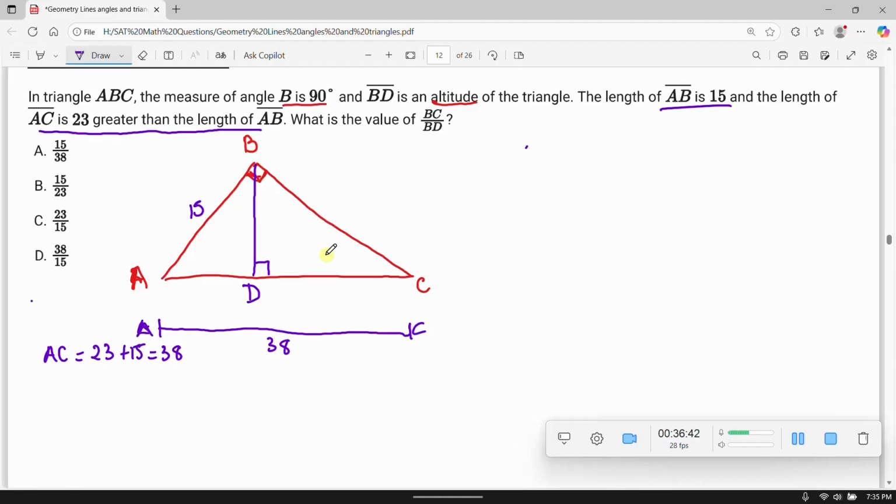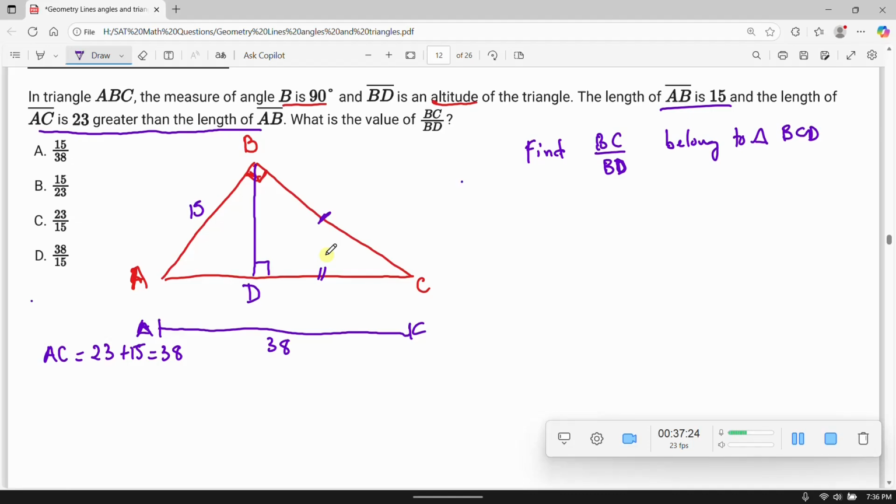And then now we need to find the ratio BC over BD. So BC, this length over this length. Okay, so that belongs to the triangle BDC. This is D. So we know both of these lengths, and all of this belongs to the triangle BCD.